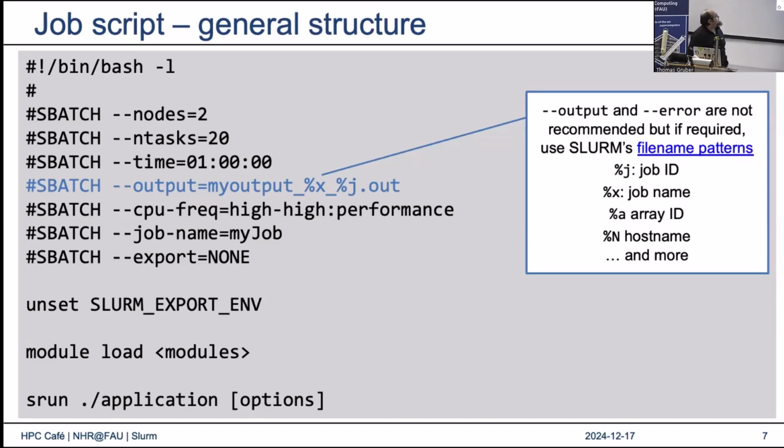Yeah, so this fits for output and error. Here's a link to the patterns that Slurm provides in the official documentation. I didn't want to type them all down, just as an example.